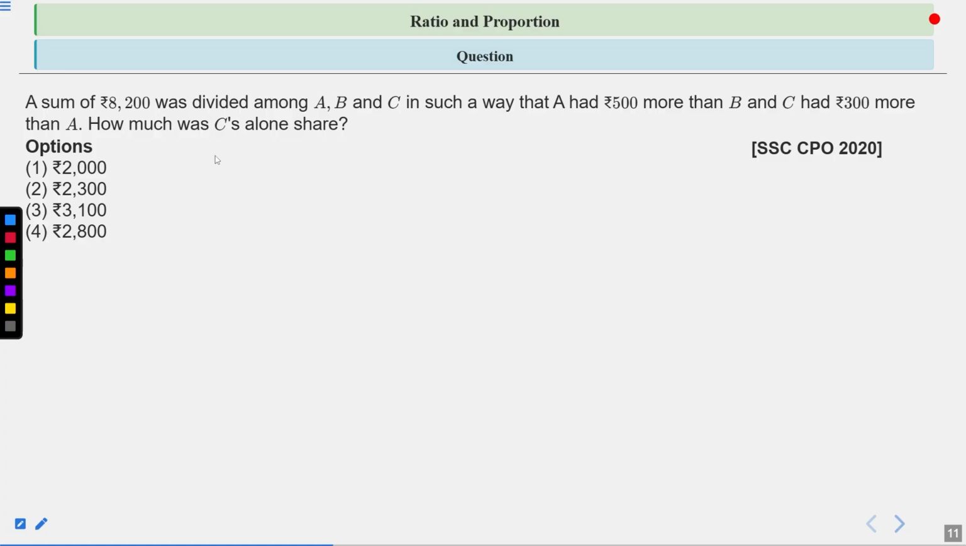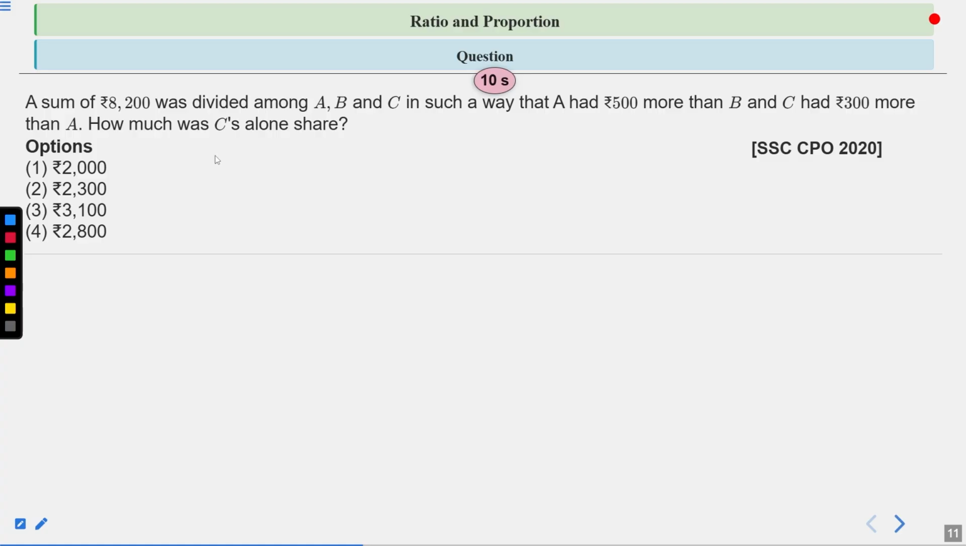A sum of rupees 8,200 was divided among A, B, and C in such a way that A had 500 rupees more than B, and C had 300 rupees more than A. How much was C's share alone? This question was asked in the CPO 2020 exam. So there are four options. A is 2000 rupees, second is 2300 rupees, third one is 3100 rupees, fourth one is 2800 rupees.